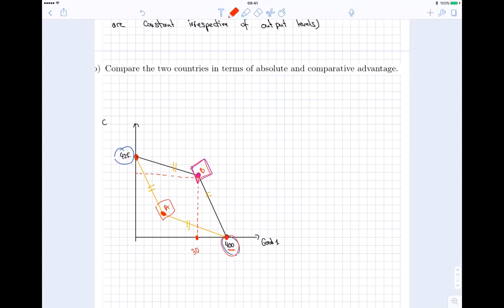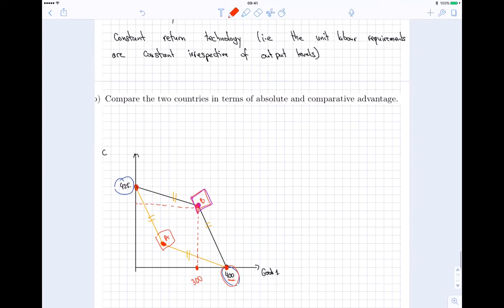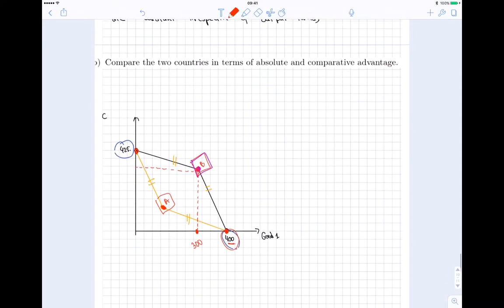300 of good 1, 300 of good 2, yeah. And then 250 of 1. 250.